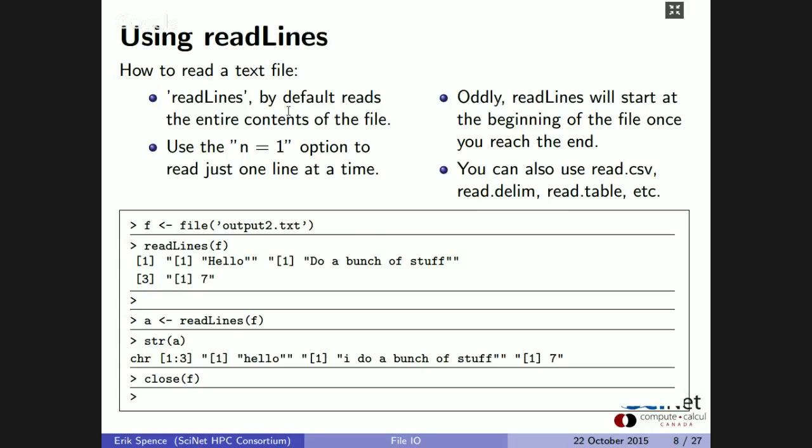So if you do this read lines F, it'll give you an array, one with 3 elements in this case, 1 for each line. Hello, do a bunch of stuff, and 7. This is from the previous slide, right? So an array with 3 elements.